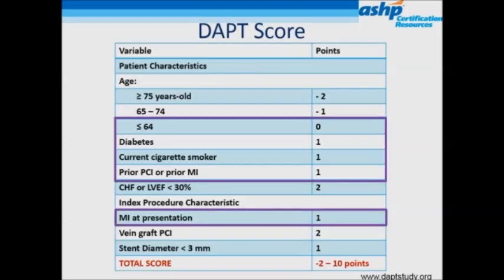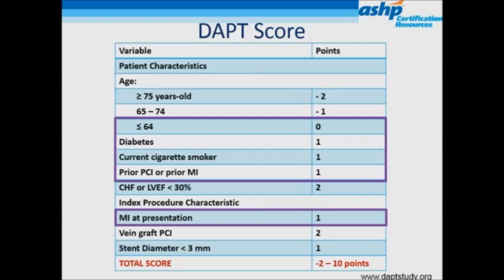So how do you calculate the DAPT score? Well, you've got patient characteristics and you've got procedural-related characteristics. So you can see that you need to think about age, comorbidities like diabetes and smoking. Does the patient have an MI in the past? What's their ejection fraction like? And then for the procedure, was it the MI that caused them to have the stent, or was it something else? And then where's the stent located? Is it a vein graft and is it a small stent? And so as you add up the points, you can see that you're going to end up with a score anywhere from -2 to 10.